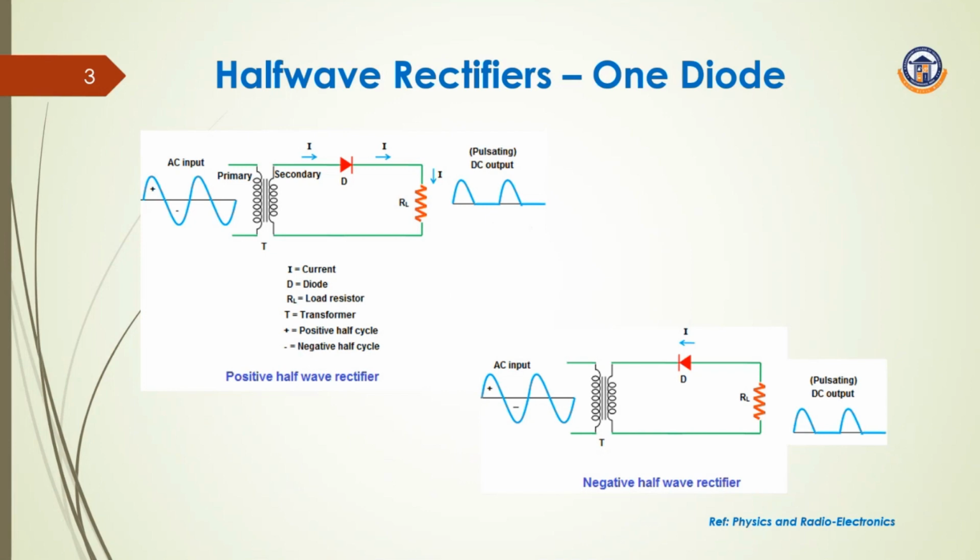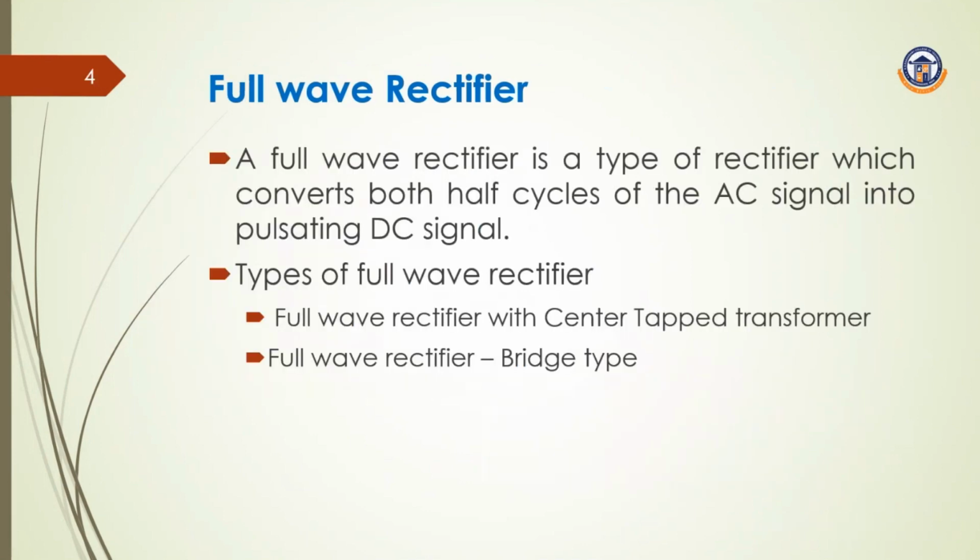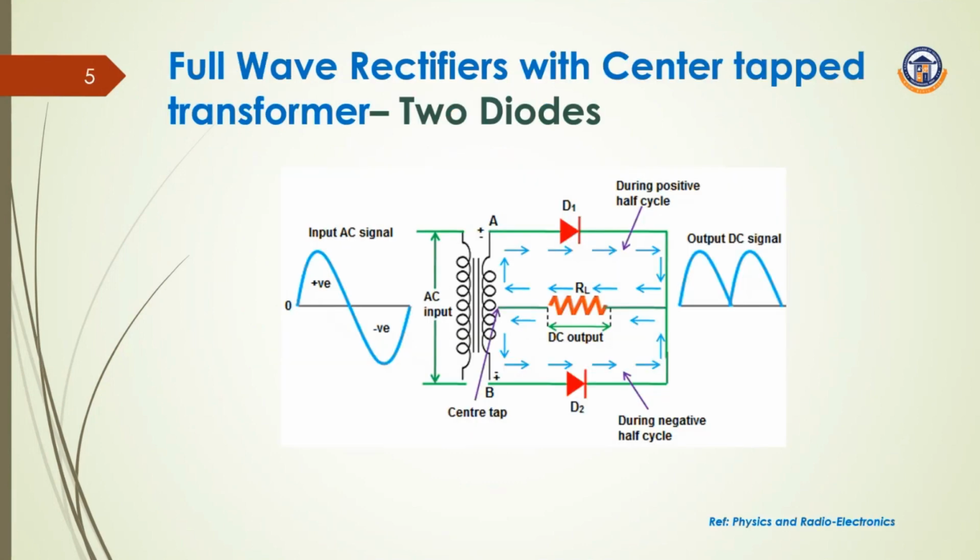Next we enter into the full wave rectifiers. In the coming slides we are going to see the types of full wave rectifier with more diodes. Here in the full wave rectifier we get the output waveform for both the positive half and the negative half. We can see the output waveforms. There are basically two types of full wave rectifiers: the center tap transformer connected full wave rectifier, and the bridge type full wave rectifier.